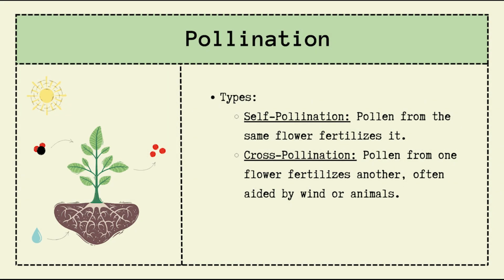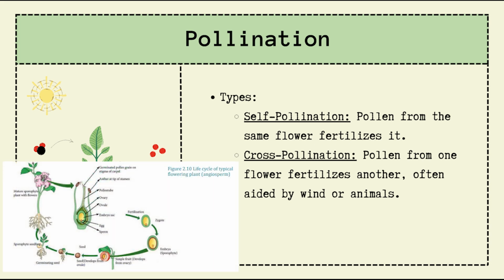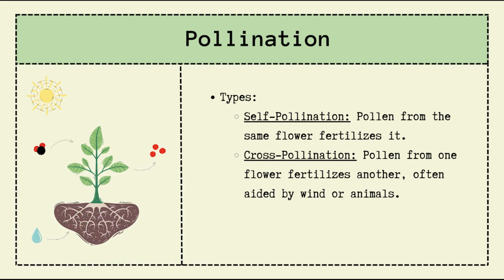Pollination. Pollination is the transfer of pollen from the male part to the female part of a flower. There are two main types, self-pollination and cross-pollination. Self-pollination happens when a flower fertilizes itself, whereas cross-pollination occurs when pollen moves from one flower to another, often with the help of wind, insects, or animals. Cross-pollination increases genetic variation, which is important for survival.